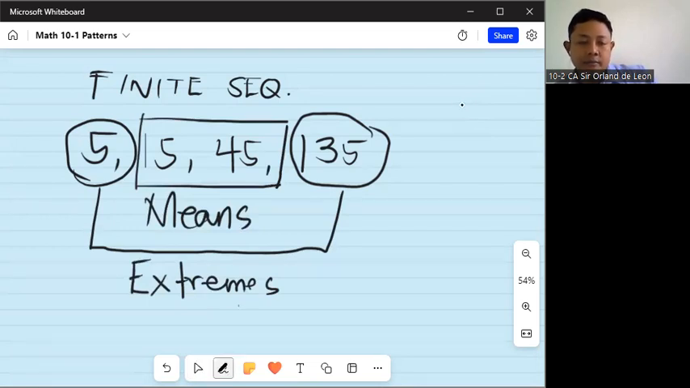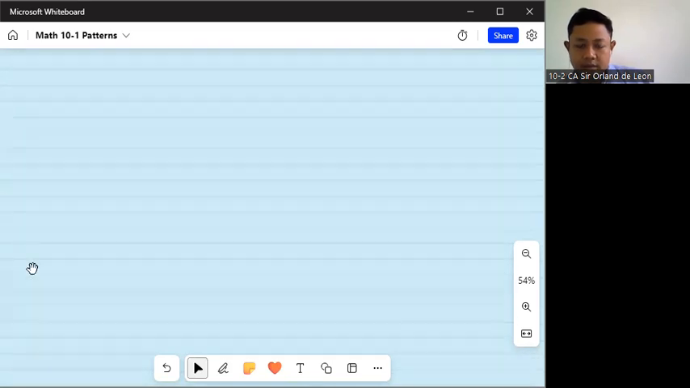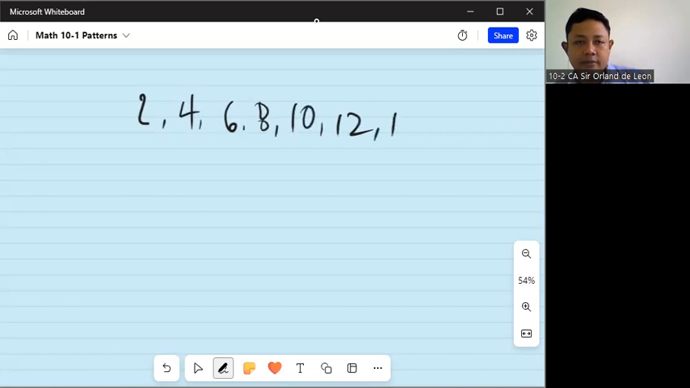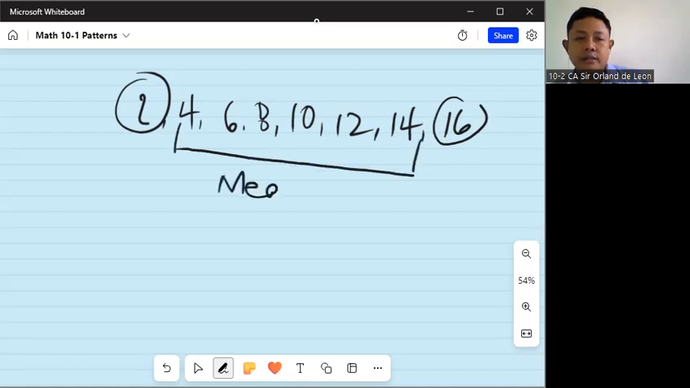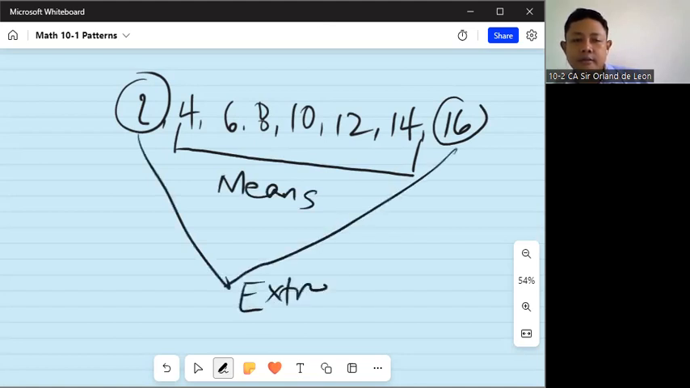For example, we have 2, 4, 6, 8, 10, 12, 14, 16. No matter how long it is, as long as it's a finite sequence, the 2 and the 16 are called extremes. And then from 4 to 14, these are called means. Got it? Show me a reaction if that's clear. Okay, very good. See, our topic is so easy.